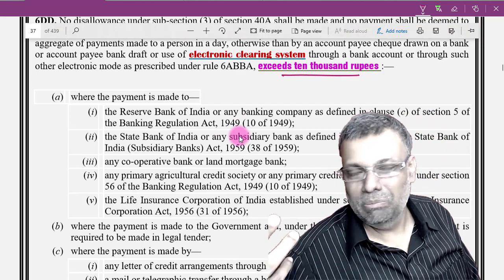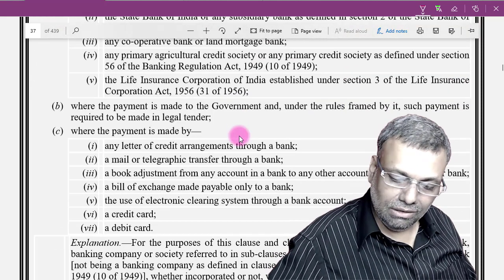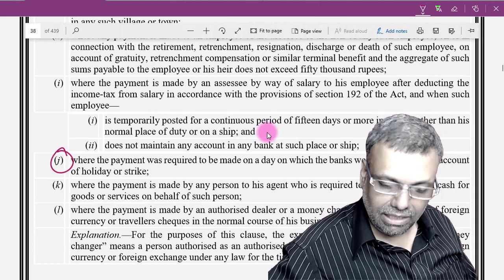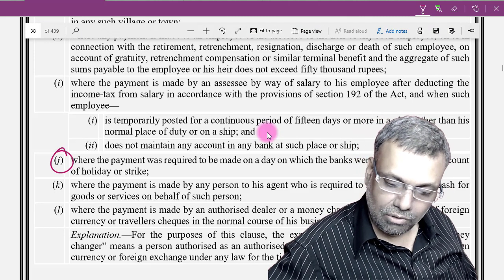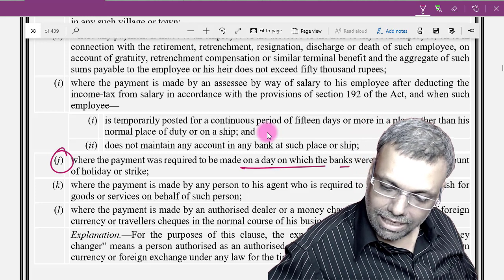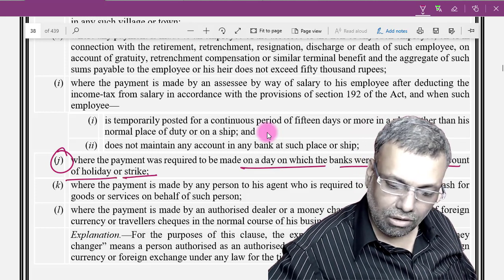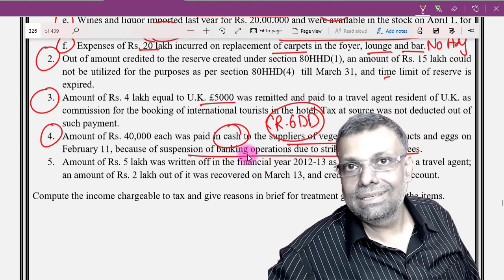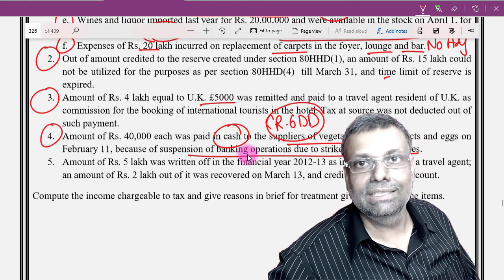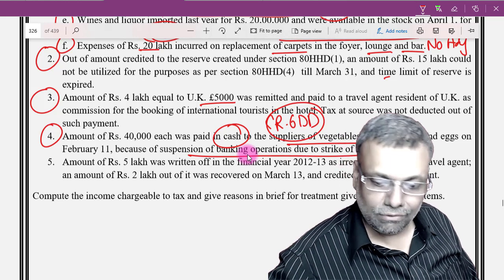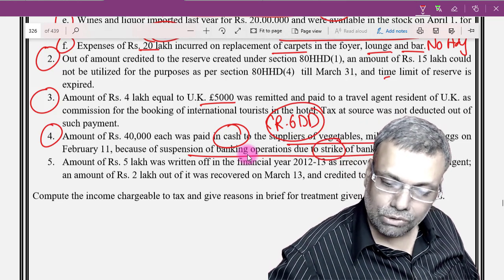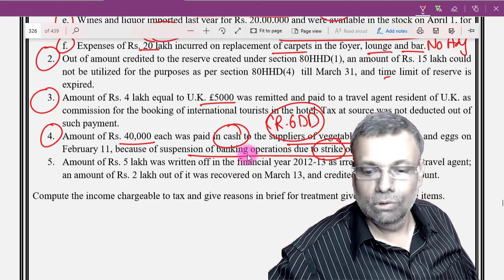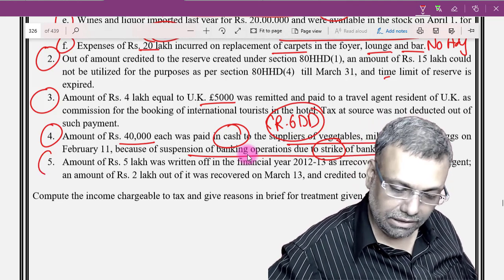So no need to go and mug up these particular exceptions. There are all types of transactions, okay? And one of the transactions is this, where you will not have any disallowance, where payment was made on a day when the bank was closed, either on account of a holiday or a strike. So this is basically one type of an exception for the cash transaction. Rule 6DD is basically a list of transactions which come in the exception for the cash transactions. Okay. So this is only due to strike. So I will say that this normally was to be disallowed, but because of Rule 6DD, I will not disallow this particular 40,000.